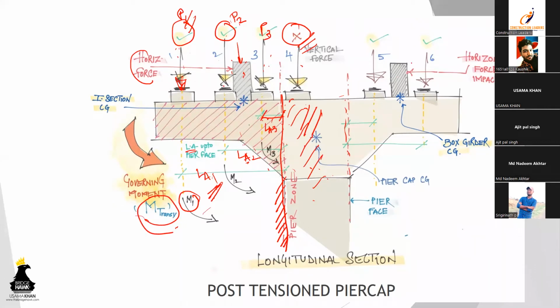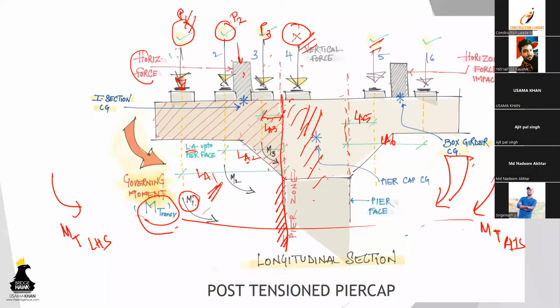Similarly, for the right hand side, both of these will be considered with maybe LA5 and LA6, and this is going to generate a moment. So now we have the transverse moment from the left hand side and the transverse moment from the right hand side. Together they are going to nullify each other, or we will have to calculate the net moment. For example, if this is 100 and this is 50, the net moment is going to be 50. Similarly, you'll have to design the pier cap for that.